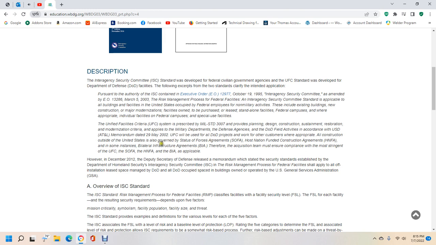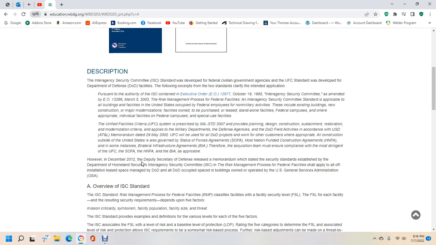All construction outside the United States is governed by Status of Forces Agreements, host nation funded construction agreements, and in some instances bilateral infrastructure agreements. Therefore, the acquisition team must be compliant with the most stringent of the UFC, SOFA, HNFA, and BIA, as applicable.